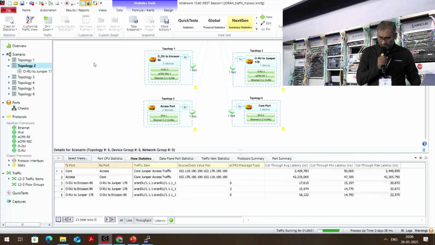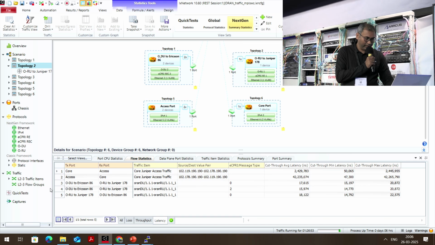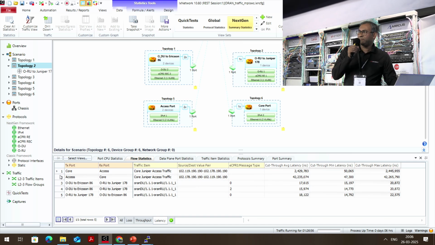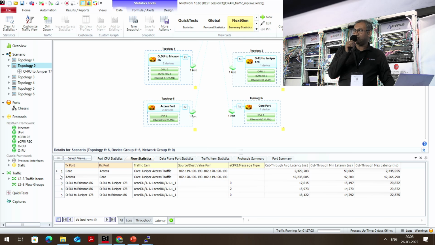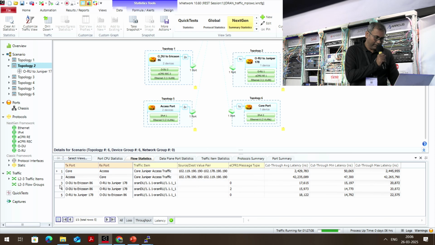So here you can see these 5 rows. The first 2 rows represent the best effort background traffic, which is running between a core and an access, and it's around 10 Gbps. The last 3 rows represent the asymmetric fronthaul traffic. Rows 3 and 4 are for downlink traffic, and row 5 represents the uplink traffic.